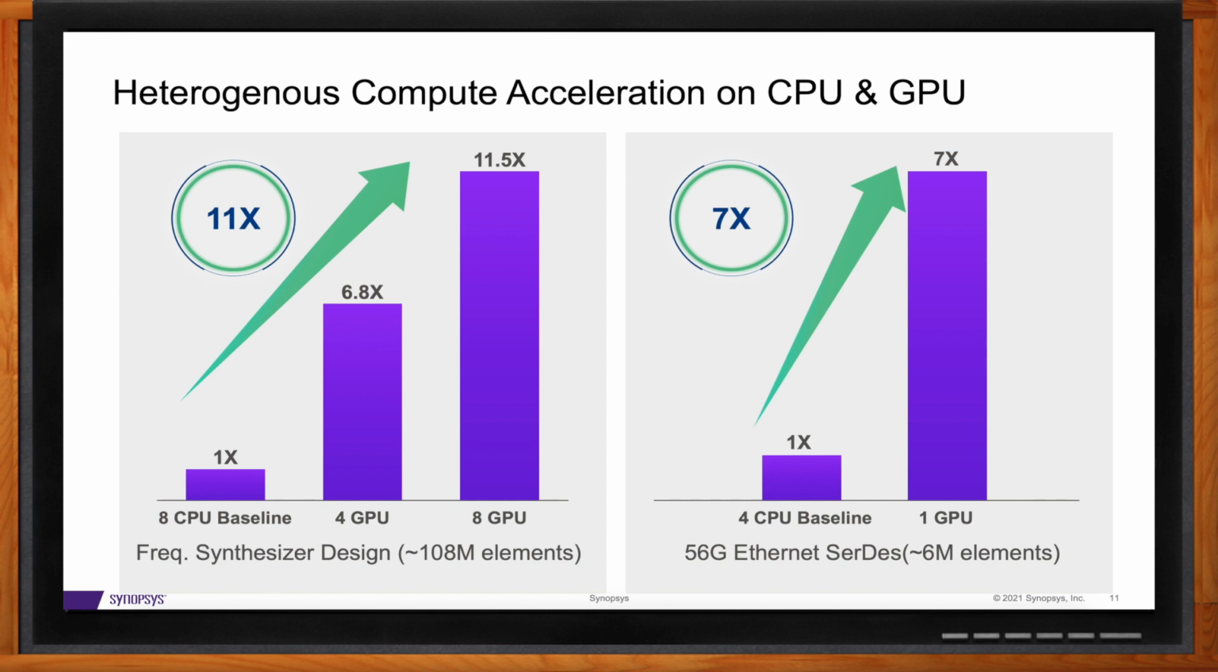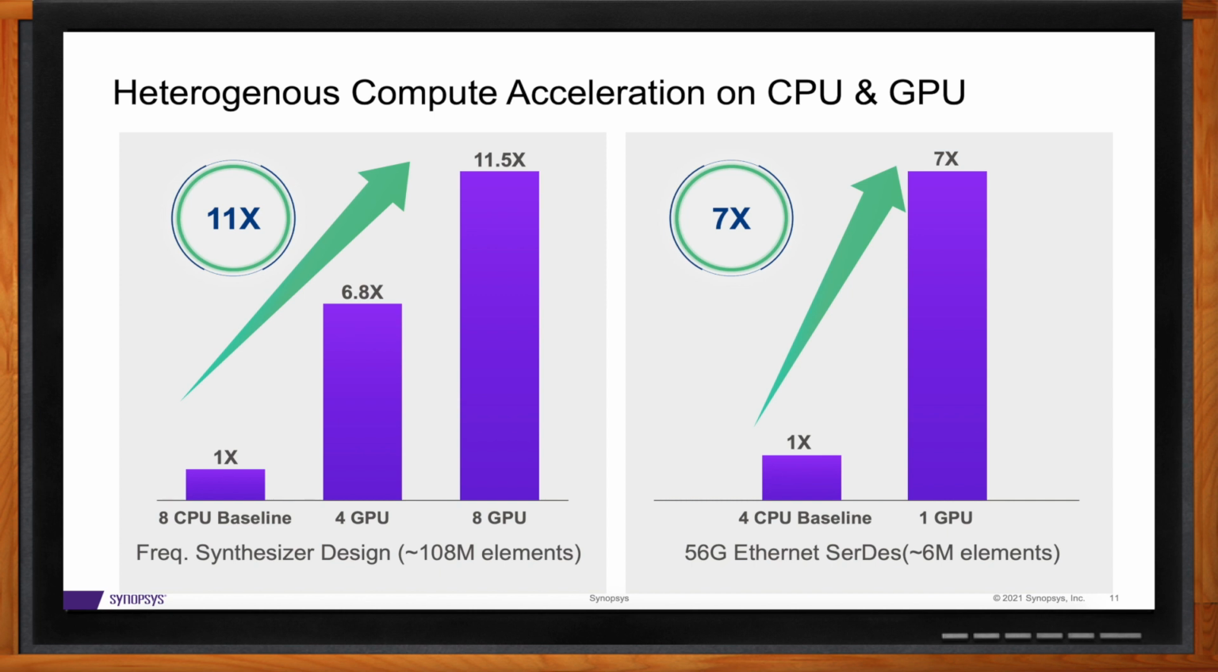And if we look at this 6 million element Ethernet SerDes, the baseline was 4 CPUs. Adding 1 GPU card, we were able to improve the simulation performance by 7x. And as you can see here, the bigger the design, the more performance advantage we get. And this is because the GPUs have a sweet spot for large, dense matrices. And the bigger the design, the more parasitics, which means more feedback between the different nodes, we get a bigger, denser matrix, which means we can run even faster.